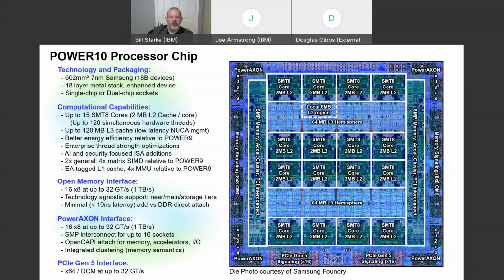Yeah, and I think I mentioned it, we have a capability in the chip to do either, and by the way, it's two different versions of the chip.